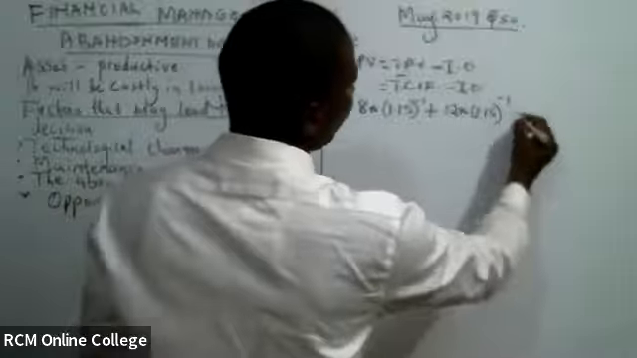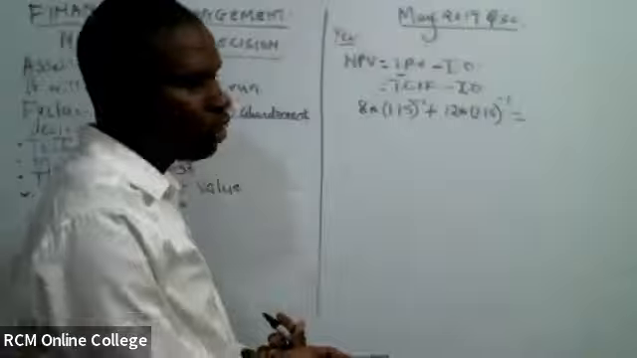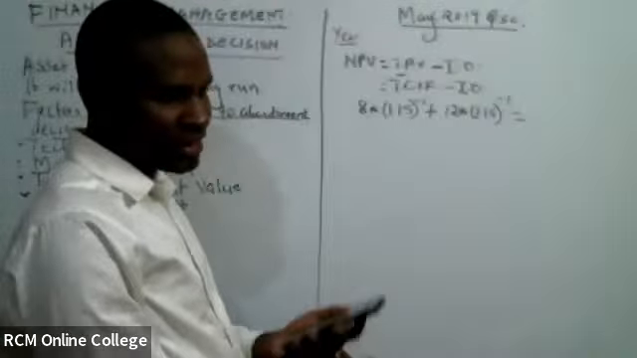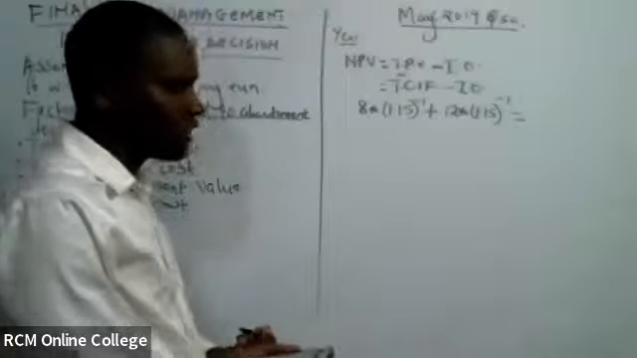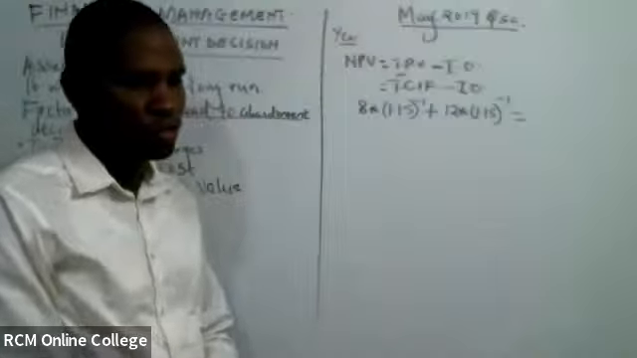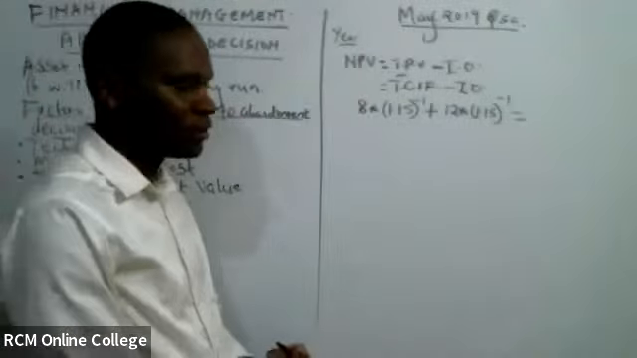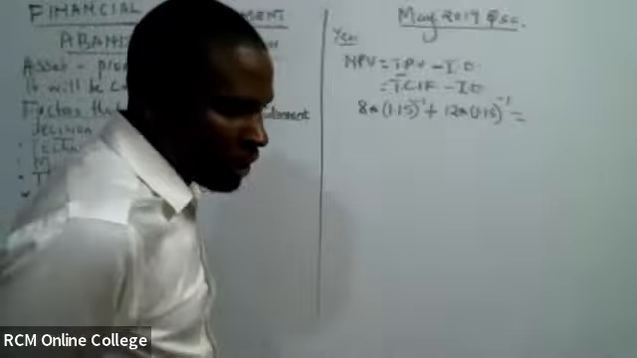Now that is for year 1 inflow. Can you give me the total year 1 inflow? That is the cash inflow for year 1. If you add the two, cash inflow for year 1, how much shall we get?